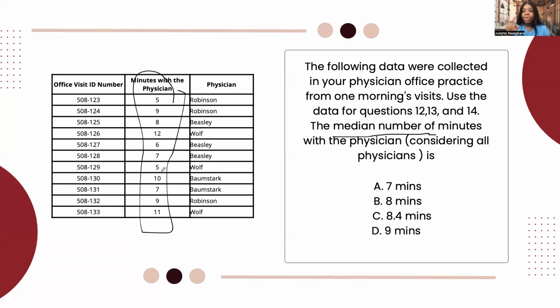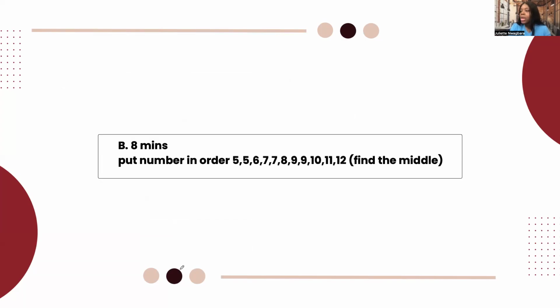If you have two numbers, you're going to add them together and then divide them by two. So this is all that this question is asking you to do. And when you put them in order and find the middle number, it is going to be the number 8. So the answer here was B. Okay.